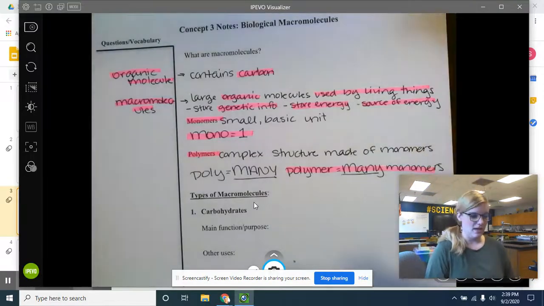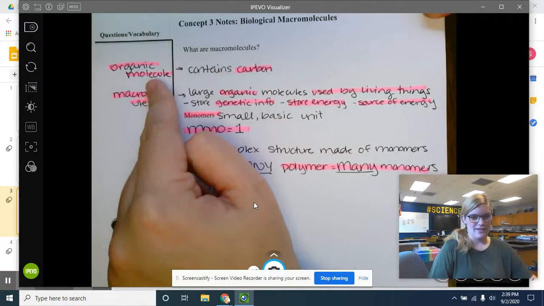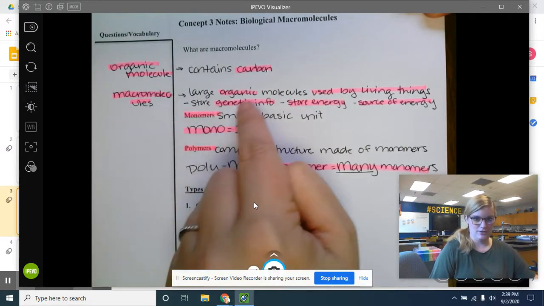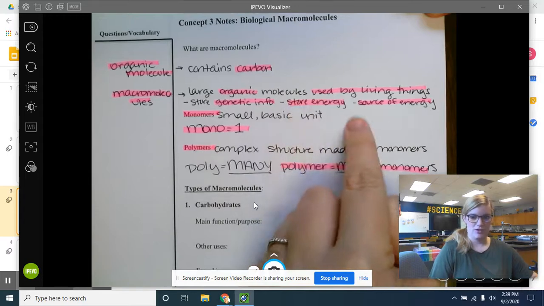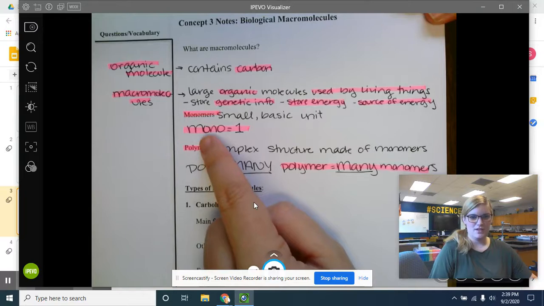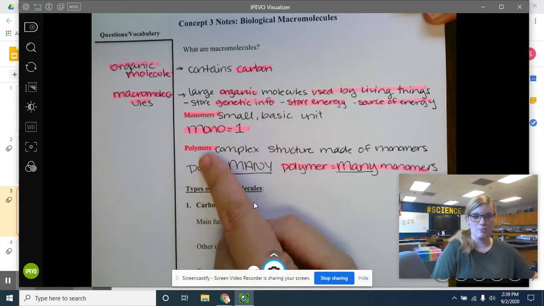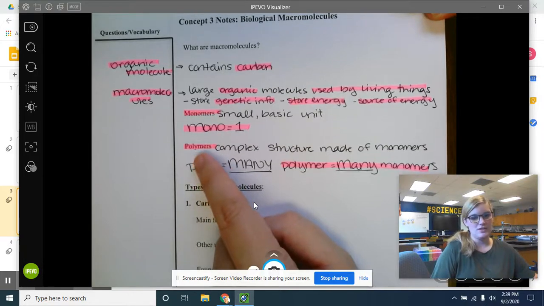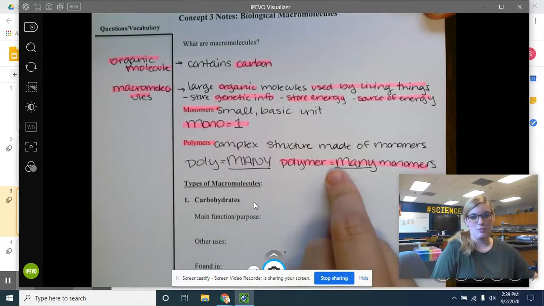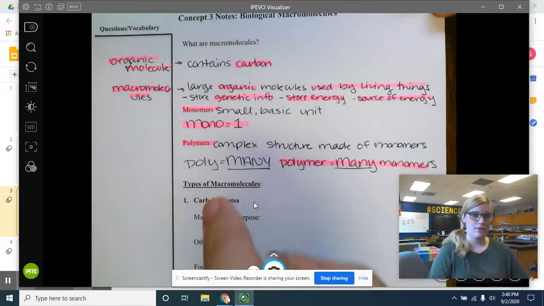All right, so here's what I have written down for the notes so far. I have our definition for organic molecule, our definition for macromolecules, including the 3 things that macromolecules are in charge of, our definition for monomers, and really here I just want to remember that mono equals 1 because that's going to help me when it comes down to polymers. And for polymers, instead of remembering it's a complex structure made of monomers, I put down here that a polymer is many monomers.